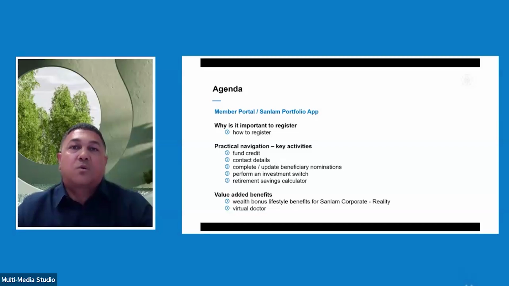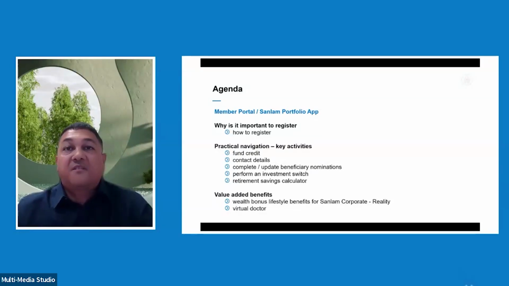And this is very important because in order to access or register on the portfolio, you've got to make sure that your cell phone number and your email address is updated with your employer. And that will allow for a seamless registration onto the app or the member portal. If your information has not been updated, there is still a way that you can register by contacting our client contact center, and they can assist you and guide you with the various steps.